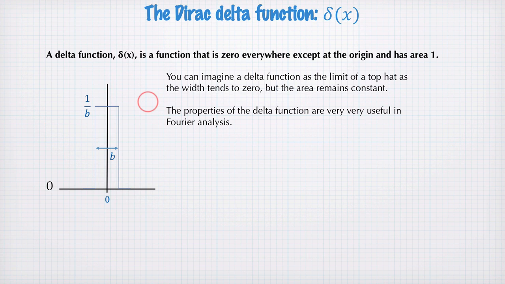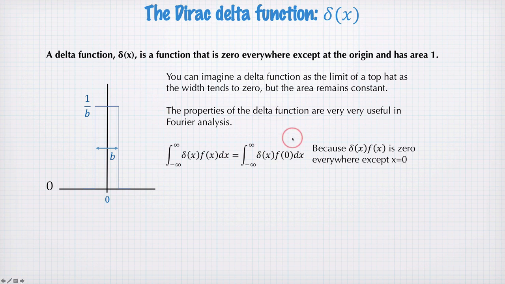The next couple of slides, I'm just going to look at some of the properties that the delta function has and the way it behaves when you use it in integrals. So the first example is if we have the delta function, we multiply it by some other function of x, and we integrate from negative to positive infinity, then what we can say is that because this function delta x is 0 everywhere except for x equal to 0, we can replace f of x with f of 0.